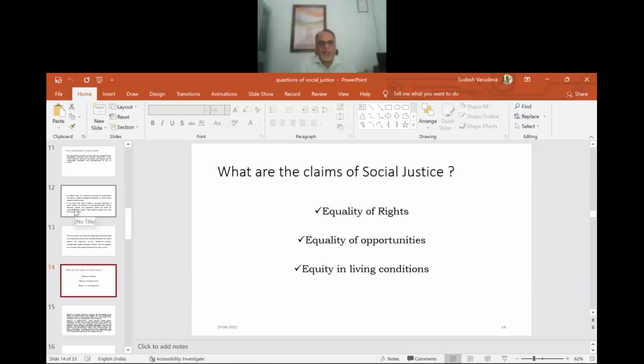Equality of rights, equality of opportunities, equality in living conditions. Let us take one by one to understand how these three claims of social justice play an important role in the fulfillment of the goals of social justice. There are three elements here: the process, the goals, and the product. We have to see to these three elements. We have not yet discussed the process, but we are trying to reach the goals. The goals, the claims of social justice: equality of rights, equality of opportunities, equality in living conditions.